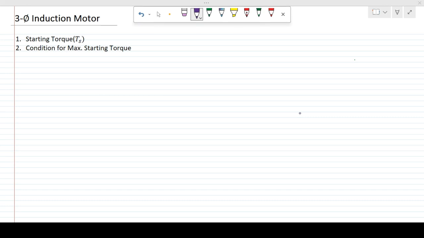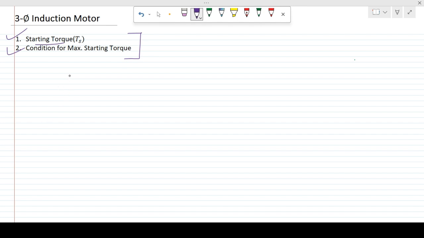Hello everyone. In today's session, we are going to derive the starting torque of a three-phase induction motor, which is part of electrical machinery, an AC machine basically. Before deriving the starting torque, I want to discuss a short concept regarding this derivation.